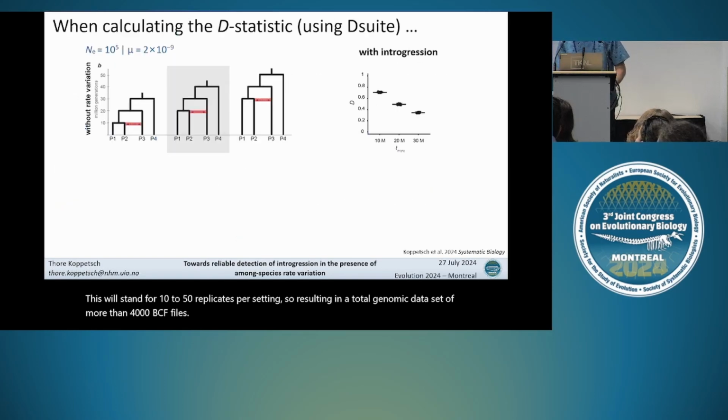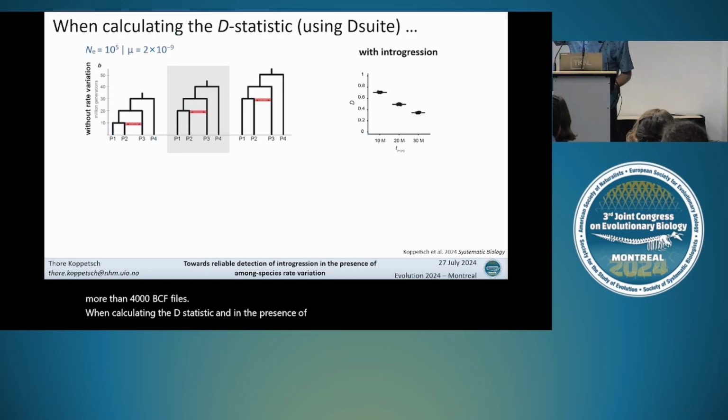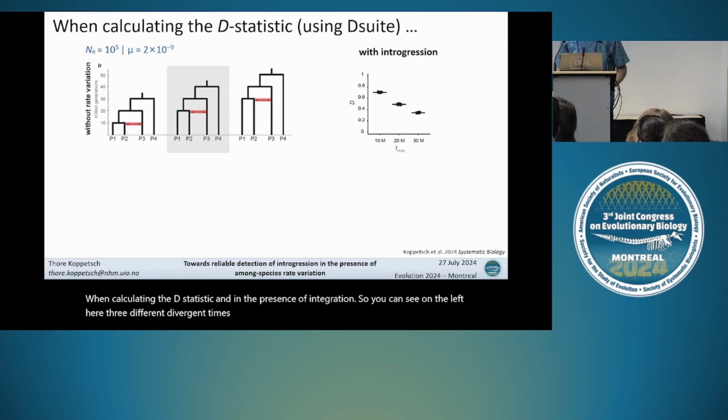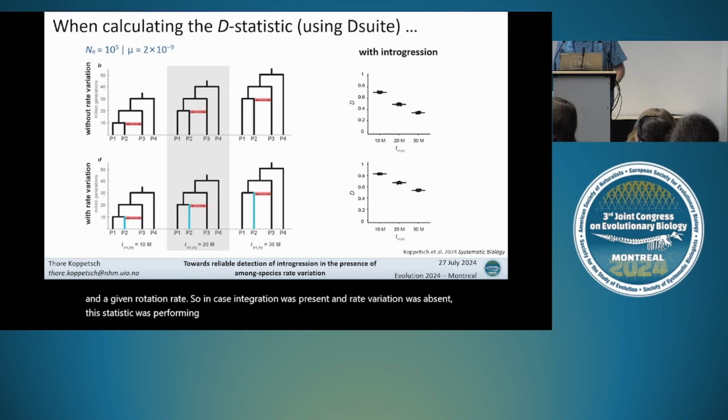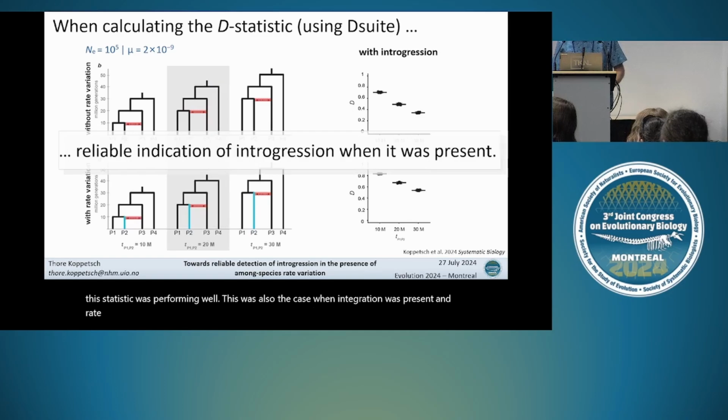When calculating the D-statistic in the presence of introgression, you can see on the left here 3 different divergence times with a 4-taxon phylogeny for a given population size and a given mutation rate. In case introgression was present and rate variation was absent, the D-statistic was performing well. This was also the case when introgression was present and rate variation was present. So in that case, the D-statistic is a reliable indicator of introgression.